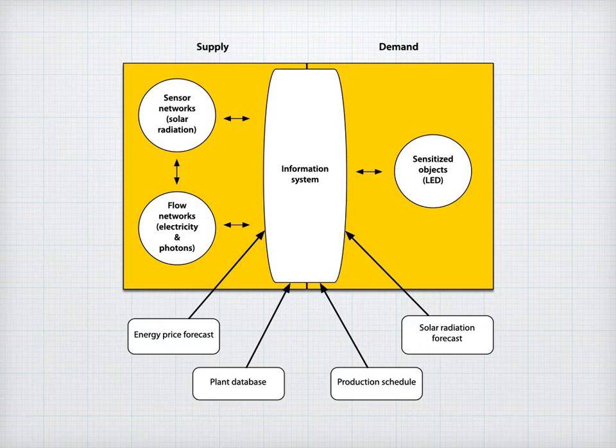There are 4 inputs that the information system needs: an energy price forecast, so that we use energy when it's cheapest; a solar radiation forecast, so we know when the artificial lighting needs to be turned on. We need a plant database, so we know the characteristics of each plant in terms of the number of photons that it must receive and the growth curve that it follows. And finally, we need a production schedule for the greenhouse so that we can plan for growth throughout the year based upon solar radiation forecasts for the year.